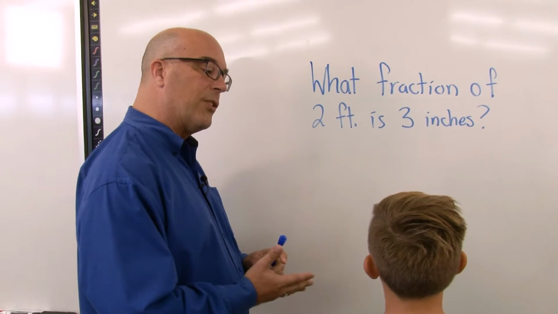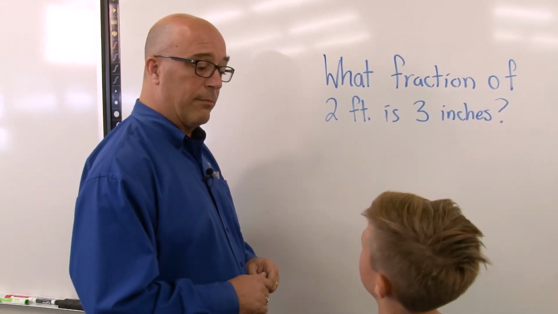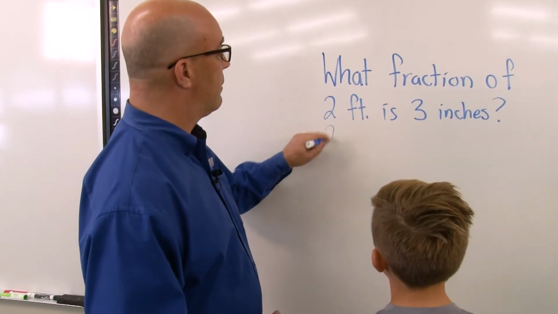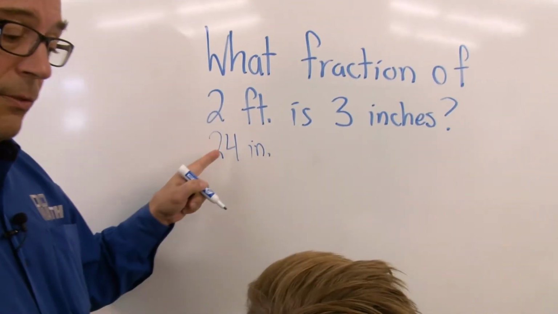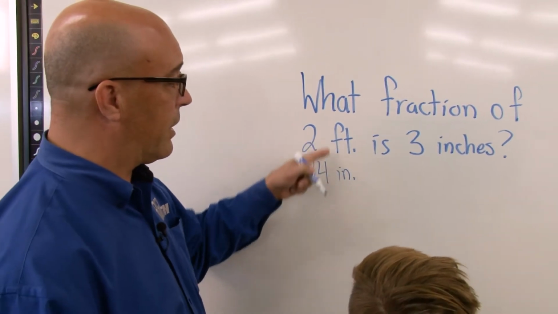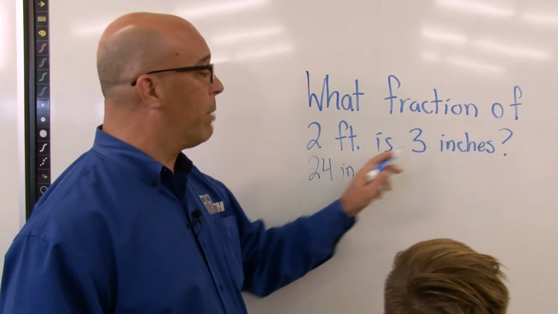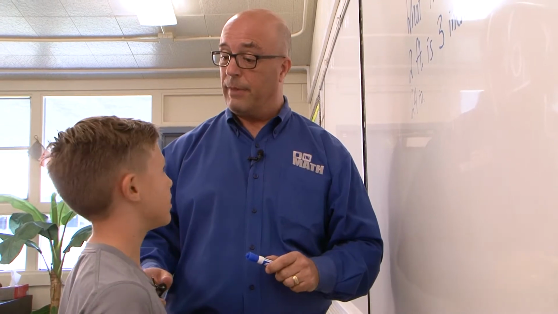So how many inches in 1 foot? 12. Right, so how many are in 2 feet? 24. Okay, so let's say what fraction of 24 inches is 3 inches. Does that make sense? Yeah. All we do is take feet and convert it into inches. So now we want to know what part of 24 is 3. 21. Well, if we subtracted them, that's what it would be.